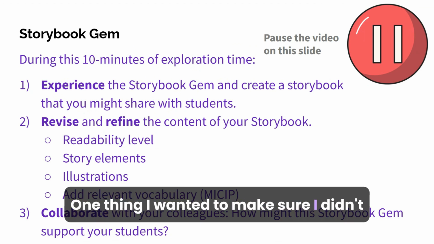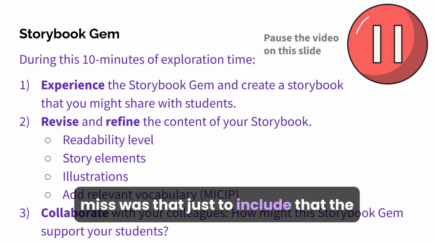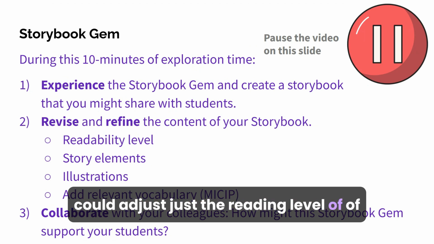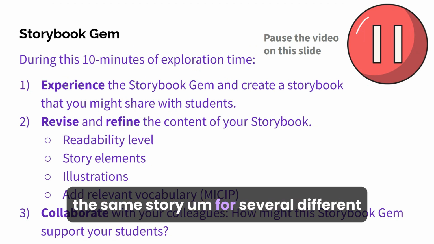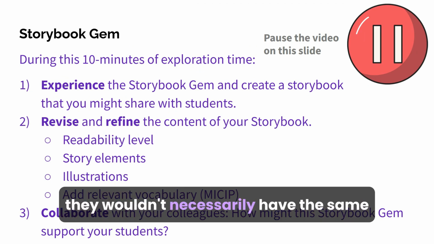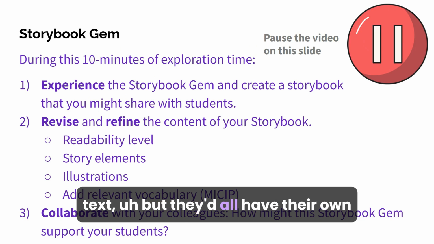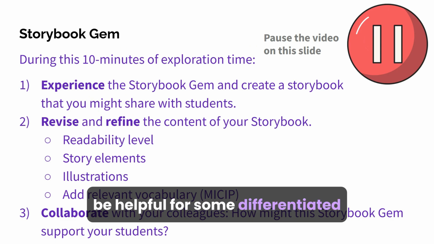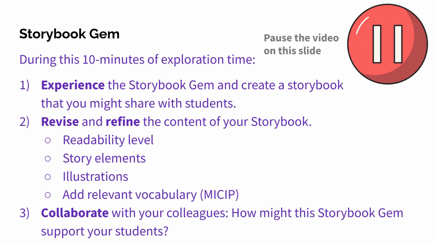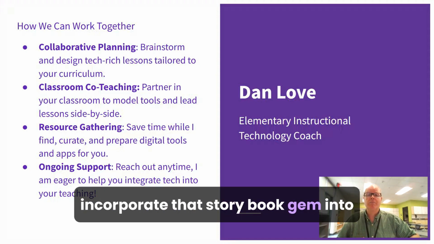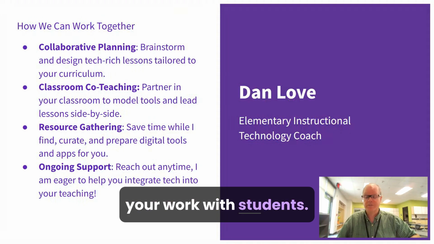One thing I wanted to make sure I didn't miss was that the same book, you could adjust just the reading level of the same story for several different students. So they can all have the same story, but they wouldn't necessarily have the same text, but they'd all have their own copies of the same thing. So that might be something that would be helpful for some differentiated instruction. I hope you find some great ways to incorporate that storybook gem into your work with students.